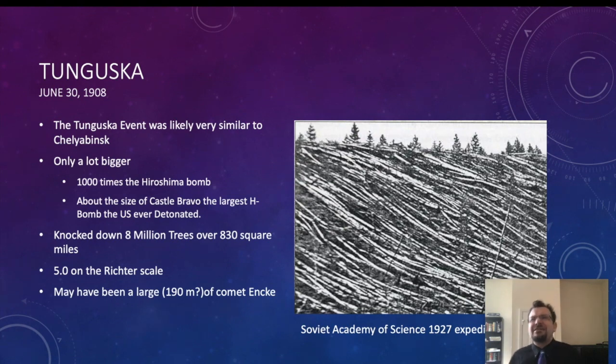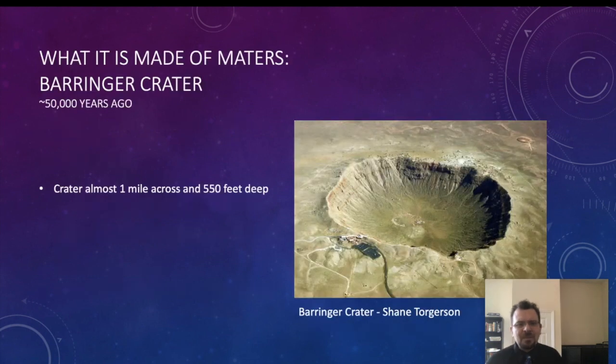Given the time that's passed, it's tough to figure out exactly what object hit us, but it may have been a large chunk, somewhere in the neighborhood of 190 meters, of the comet Encke. So what it's made of matters.